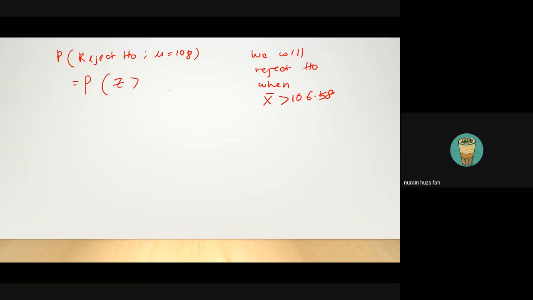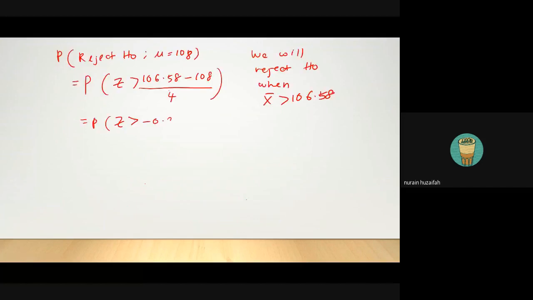Okay. So now reject H naught. So Z greater than C minus mu. So 106.58 minus your mu divided by square root of sigma square over n. So tadi kita dah compute, which is 4. Then standardize. So Z greater than 106.58 minus 108, divided by 4. So 106.58 minus 108. Sorry. Okay, Z greater than negative 0.36.